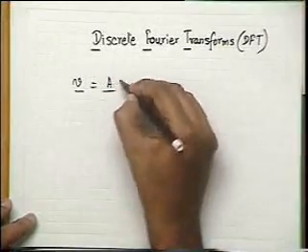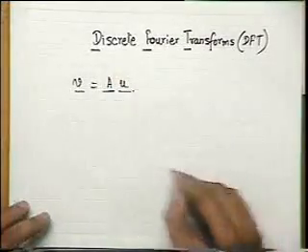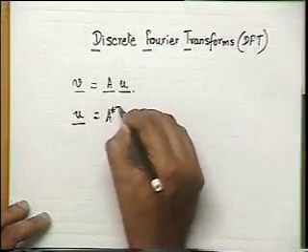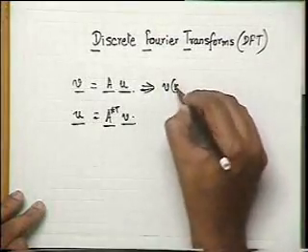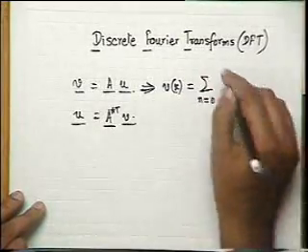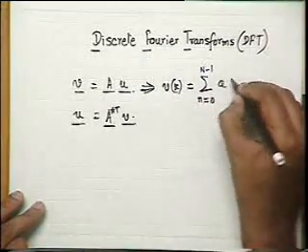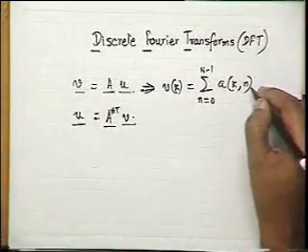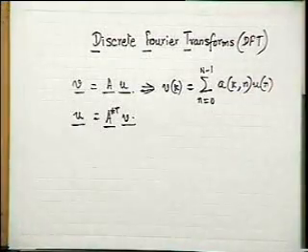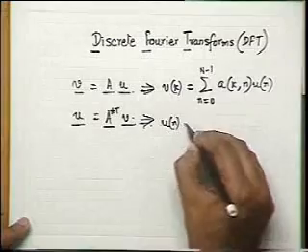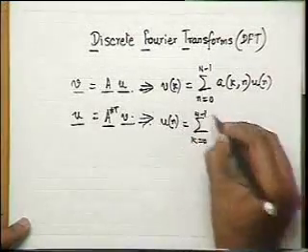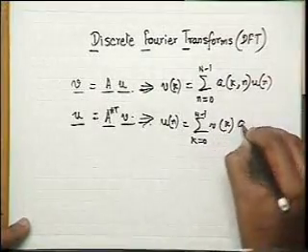Now, again I define the transformation relationship, which was V equals AU, and U equals A star T V. Now, of course, this equation implied that Vk is equal to the sum over n equal to 0 to n minus 1 of Akn multiplied by Un, and Un was equal to the sum over k equal to 0 to n minus 1 of Vk A star Kn.